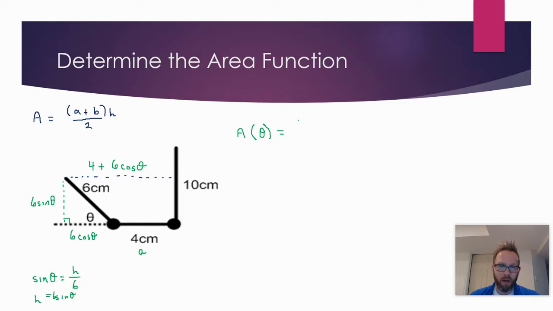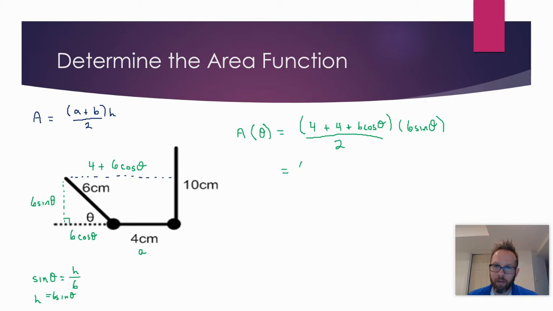So let's plug what we know in. We said that the bottom side was 4. The top side is 4 plus 6 cos theta. So that's adding the top and bottom, all divided by 2. And then the height is 6 sine theta. So everything there is in terms of theta. So we're ready to take the derivative and solve. But we might want to clean that up a little bit.